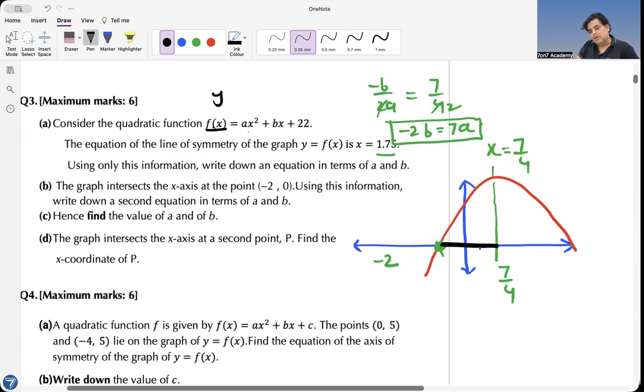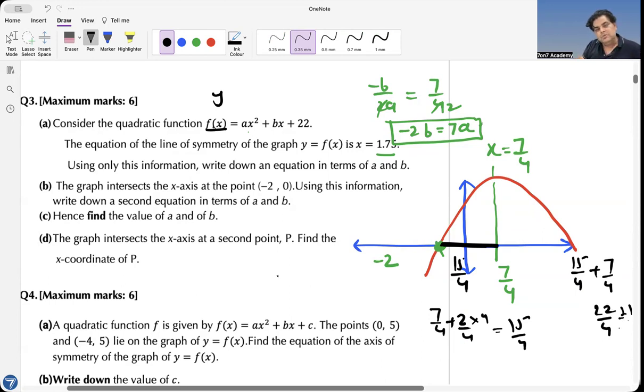Now you look at what distance it is from here. So 7 by 4 plus 2, agree? So 4 into 4, so 15 by 4. So this distance is 15 by 4, which means it'll be 15 by 4 on the other side. This is equidistant, so the other root is going to be 15 by 4 plus 7 by 4. Agree? So 22 by 4, so 11 by 2.